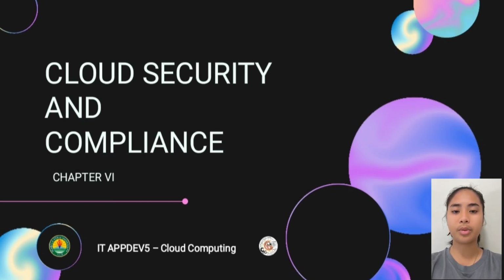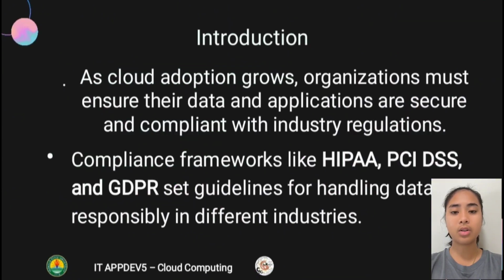topic in cloud computing. As businesses and organizations increasingly rely on cloud technology, ensuring data security and regulatory compliance has become a top priority. As cloud usage grows, businesses must ensure data security and compliance with laws like HIPAA, PCI DSS, and GDPR to protect sensitive information.